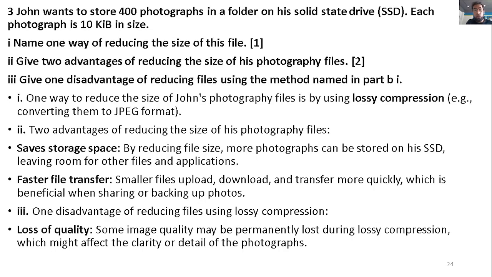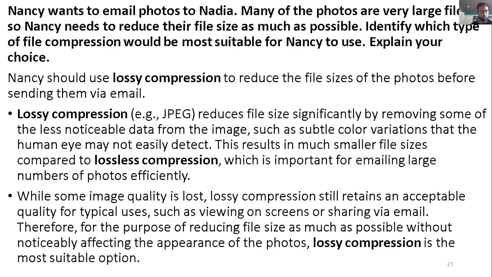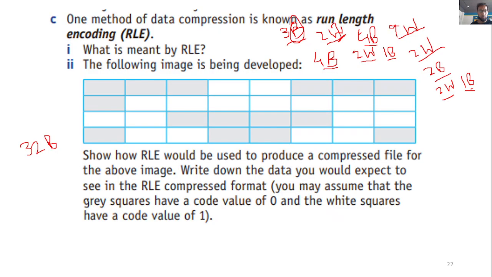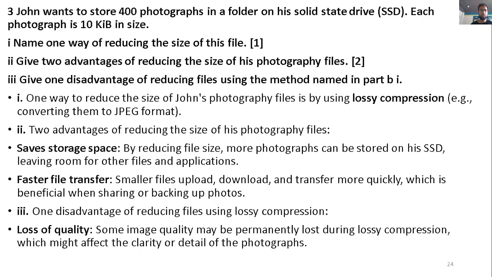John wants to store 400 photographs in a folder. Each photograph is 10 kilobytes in size. Name one way of reducing the size of this file. Give two advantages of reducing the size of his photography files. Give one disadvantage of reducing file size using the method named in part B1. Let me see what method. Okay, I haven't checked it.